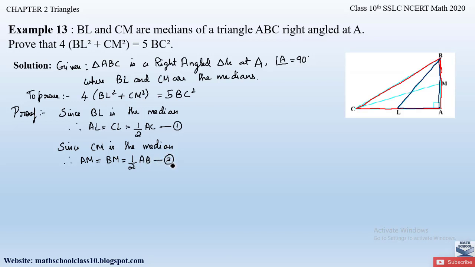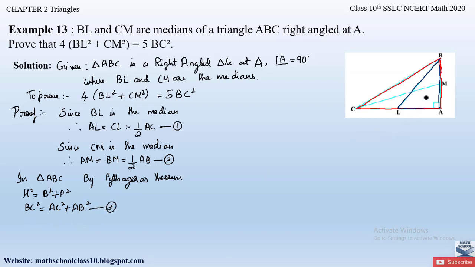Now let us apply the Pythagoras theorem to triangle ABC, which says the hypotenuse square is equal to base square plus perpendicular square. So in triangle ABC, by Pythagoras theorem we can write the hypotenuse square is equal to the base square plus the perpendicular square. Which is the hypotenuse in triangle ABC? BC is the hypotenuse because it is the side opposite the right angle. So BC square is equal to the base AC square plus the perpendicular AB square. So let us name this as equation 3.